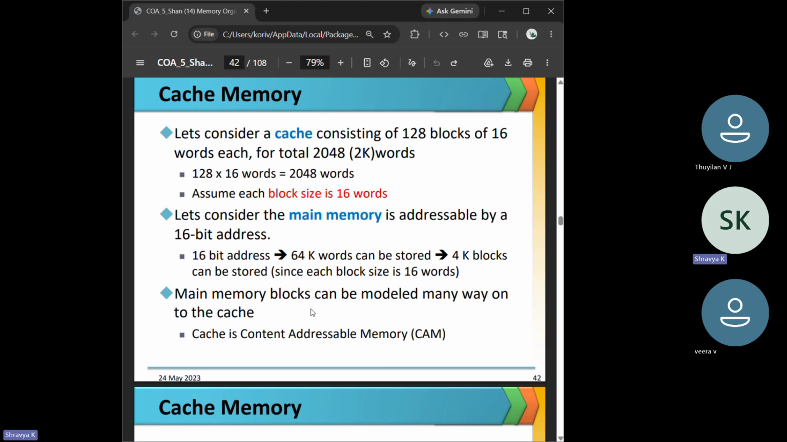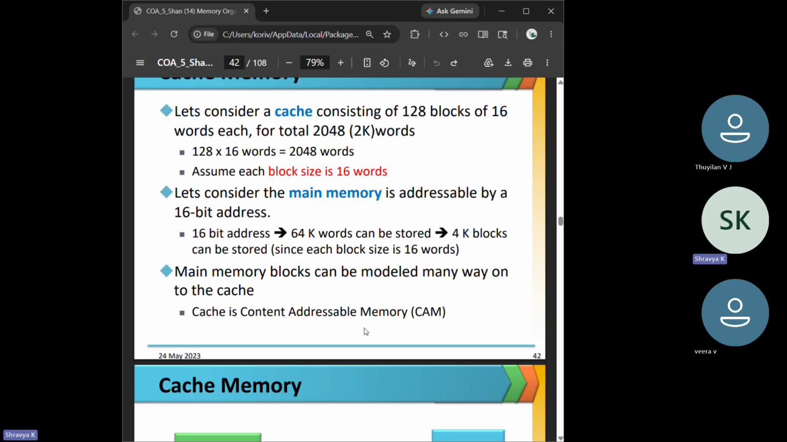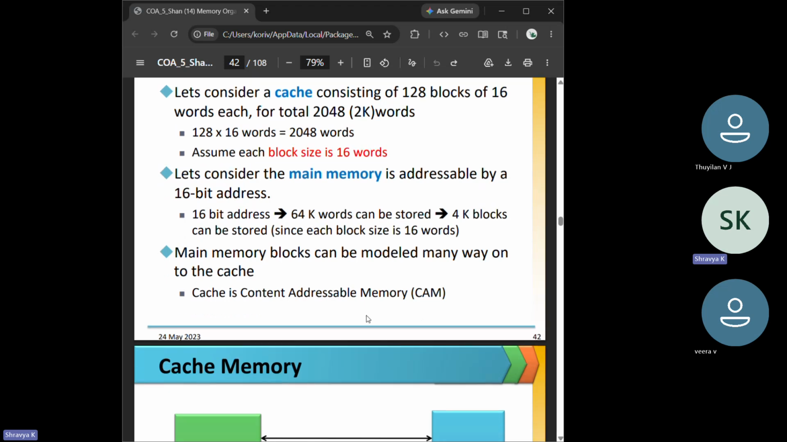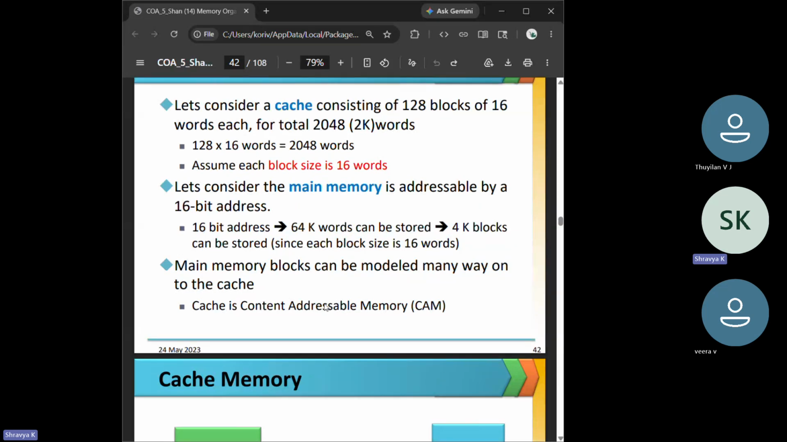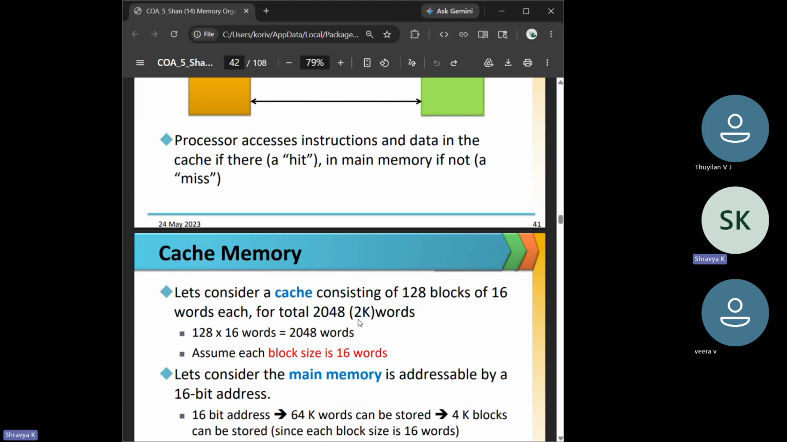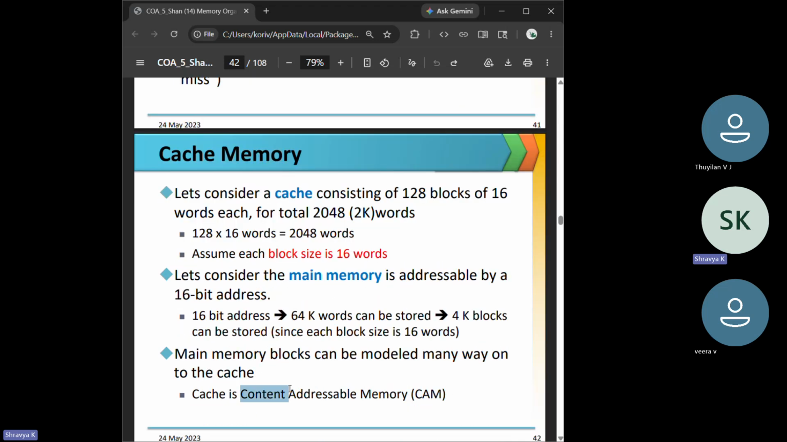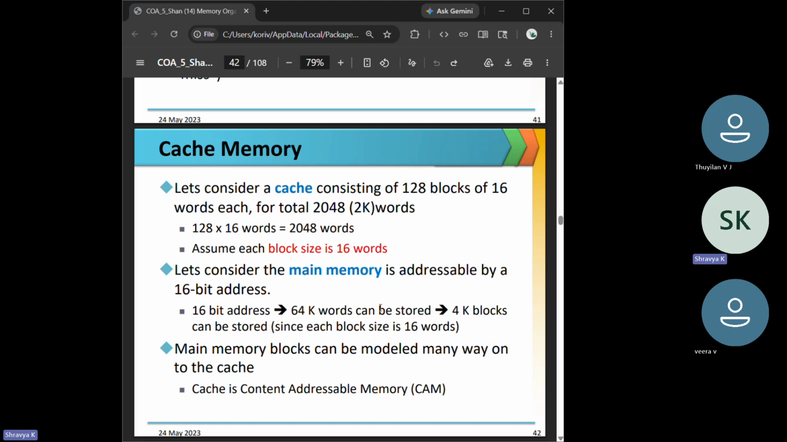The main memory blocks can be mapped in many ways onto the cache, and the cache is a content addressable memory. Content addressable memory, as opposed to random access memory or any other type of memory, is addressed not through the location but via its content. So when the processor looks for a piece of memory, it compares the content with the content of the cache, and that's how it checks whether it's looking at the correct location.